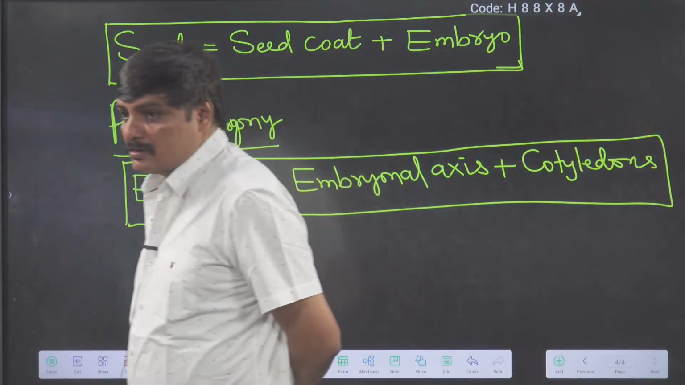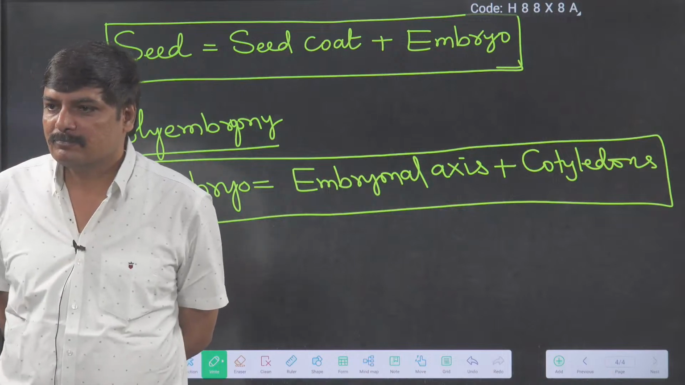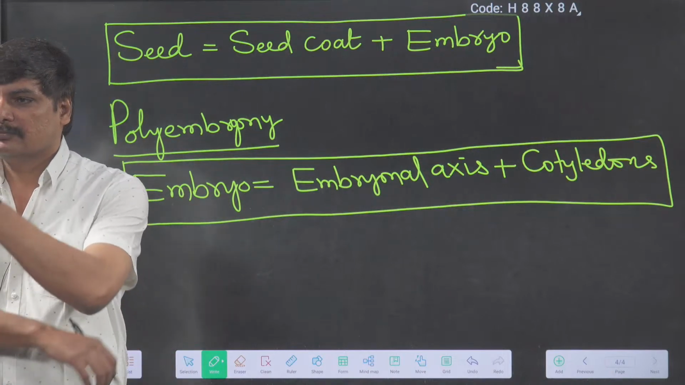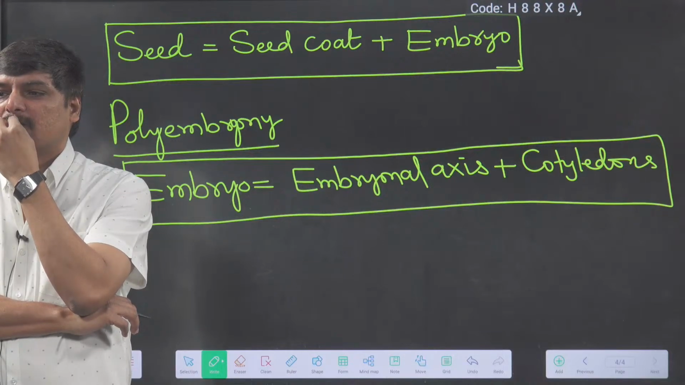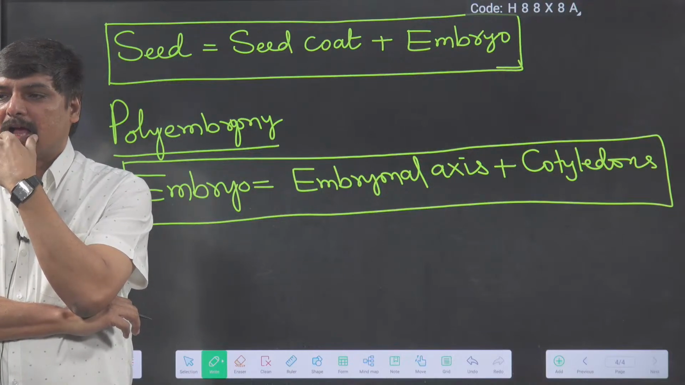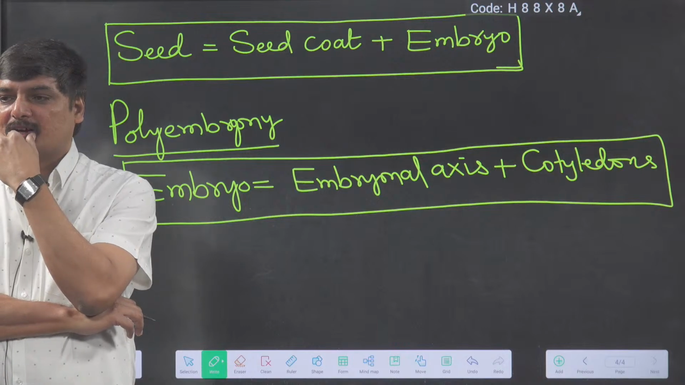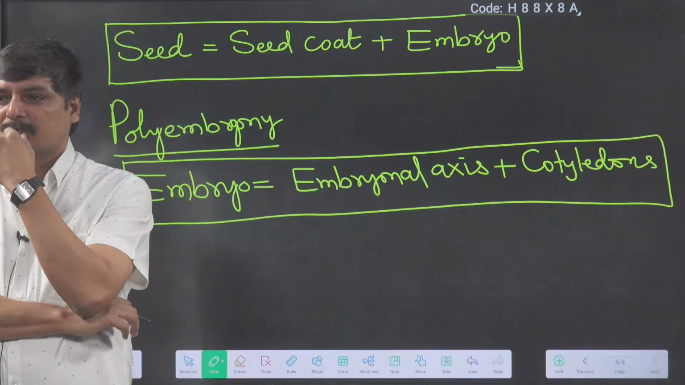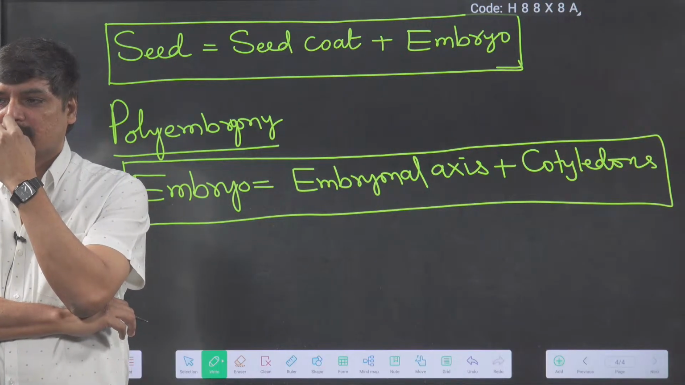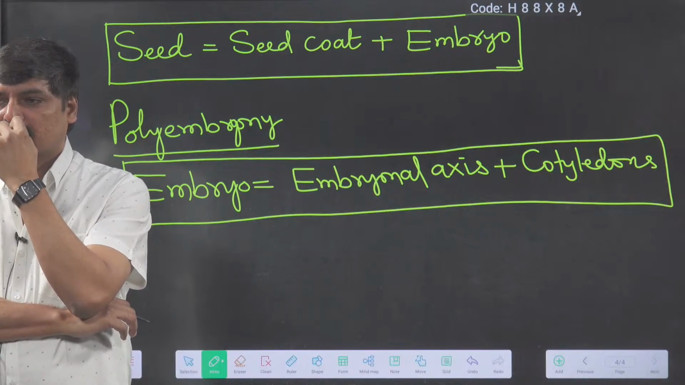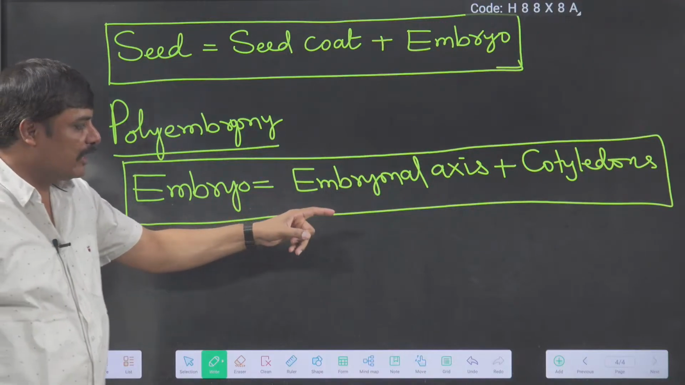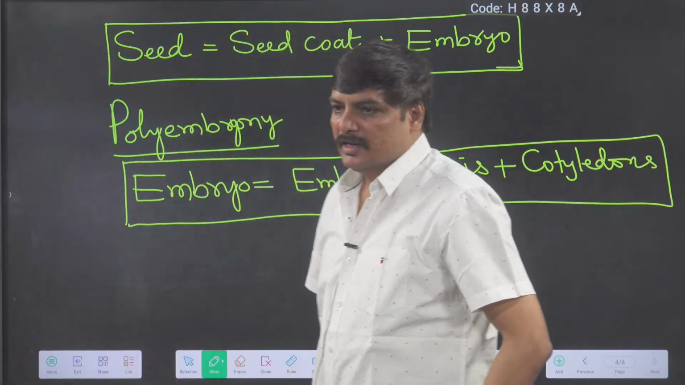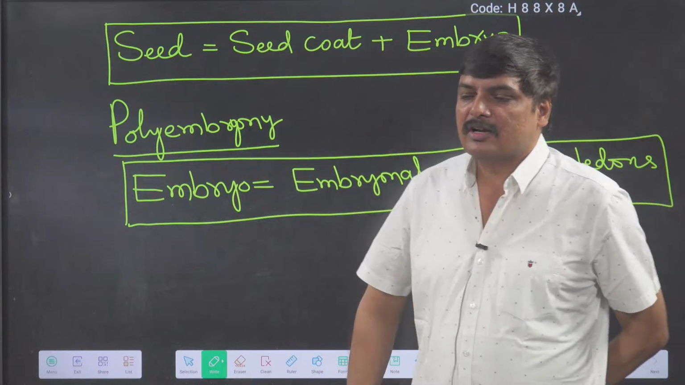Okay, no problem. You can ask your doubt. Please ask Dhananjay your doubt. Okay. Embryo is equal to embryonal axis plus cotyledons.